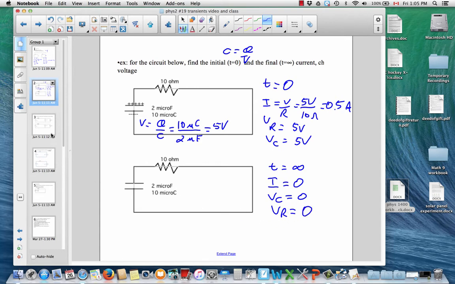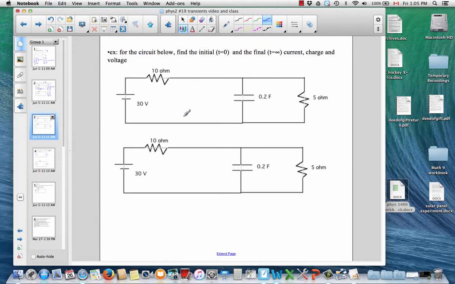Here's an example where we can get a little bit tricky next. So here you see there's actually a couple of paths for current to follow. So we need to think carefully here. So we've got a cell here providing current. This capacitor is initially uncharged.